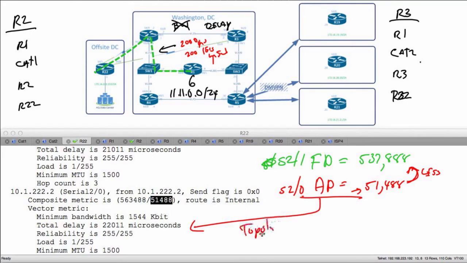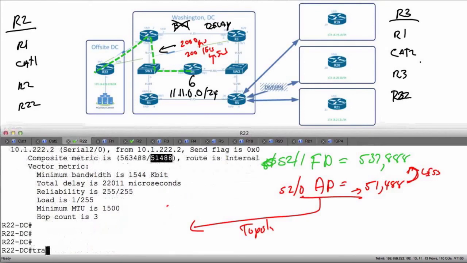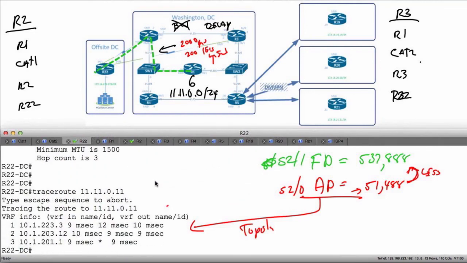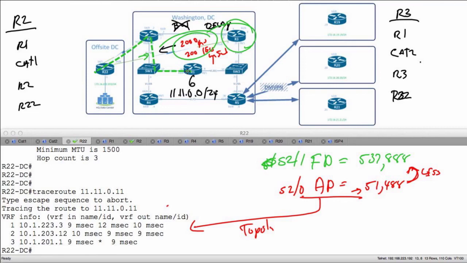But remember, what's going to happen is the metric is going to determine which route is placed in the routing table. So what I'm going to do is grab this router here, and let's just go ahead and do a traceroute to 11.11.0.11. And what do we see? We're not traversing through R2. Why? Because the only computation that we have running in our metric calculation is delay, and the delay is higher through this link than it is through this link here. So what's happening is that we're picking R3 for transit.